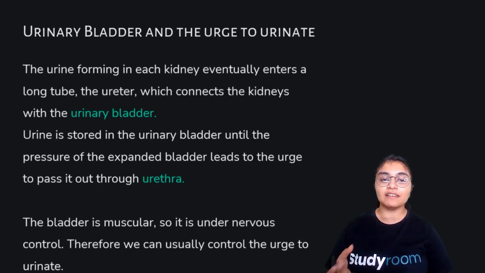Okay, so the bladder is a very muscular organ and it is under nervous control. The urge for urination is a nervous process, and therefore we can usually control the urge to urinate. But many times, when this nervous control malfunctions, we cannot control the urge for urination. It goes out of our control.